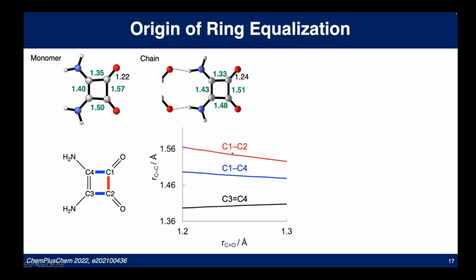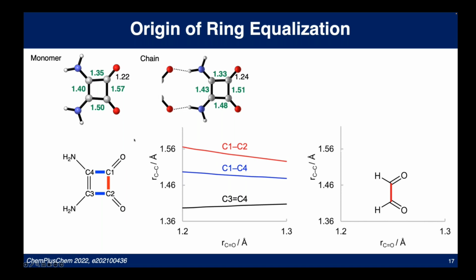So we took this part of the system and elongated the CO bond, and we looked at what happened to the CC. If you elongate the CO bond, the two carbon atoms can come closer together. So this is the reaction, what happens.